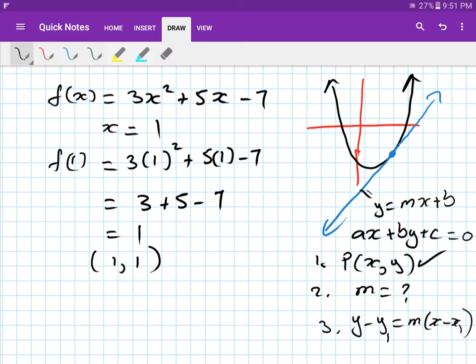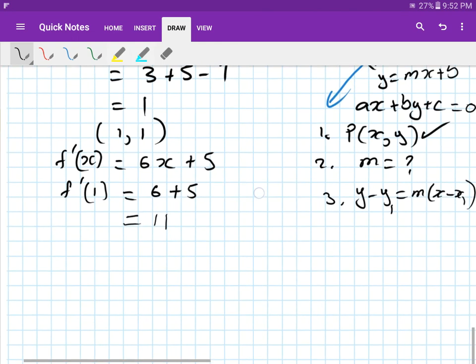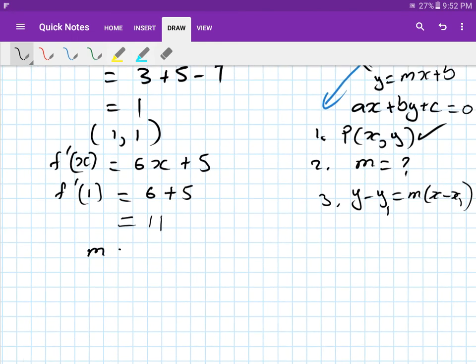To find the gradient, I have to differentiate, of course. So f(x) equals this. I just differentiate this first to find the gradient at any point. So f dash x: differentiate 3 times 2 is 6, so 6x, plus 5. You see? Now f dash 1, which is when x is 1, you put this in, so that becomes 6 lots of 1, which is 6, plus 5, which is 11. So the gradient, I just move it down. That means m is 11 at the point (1, 1).